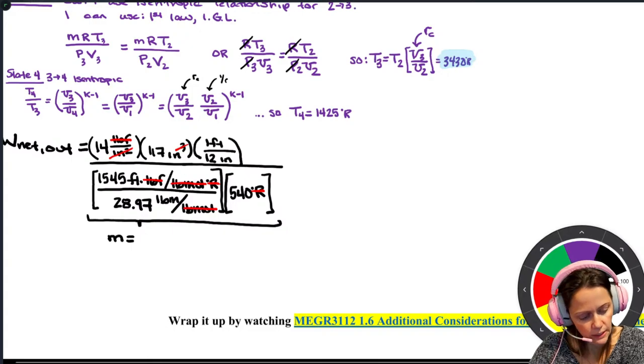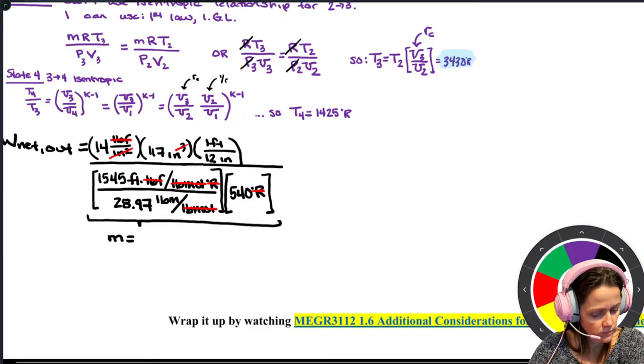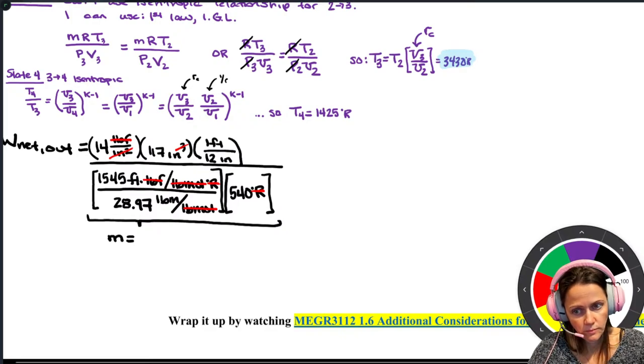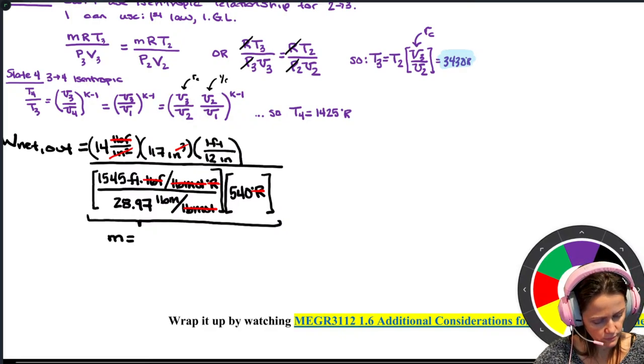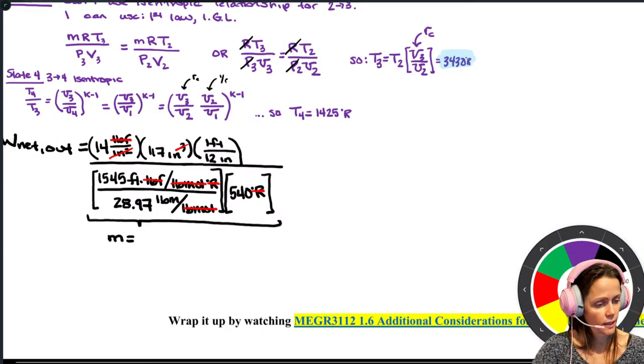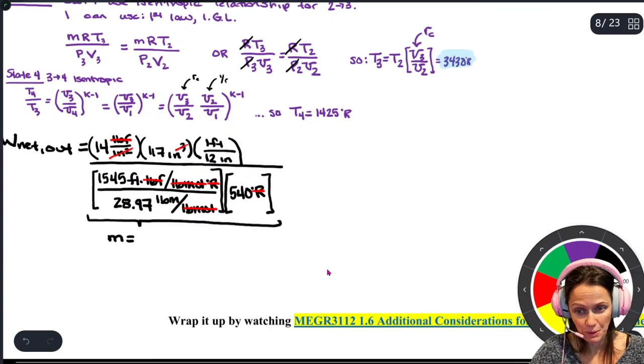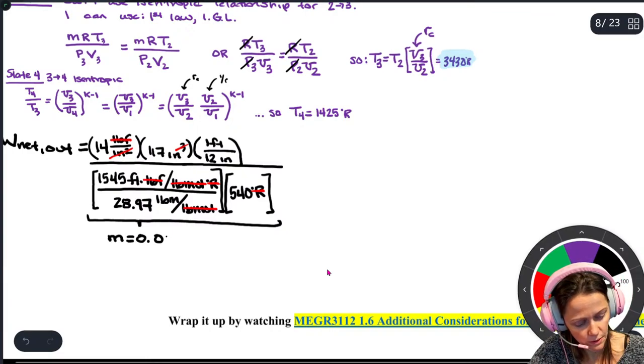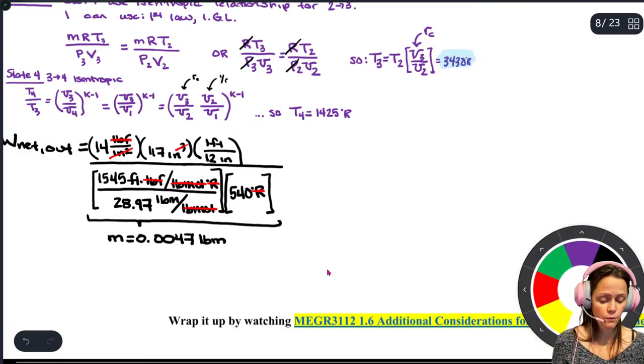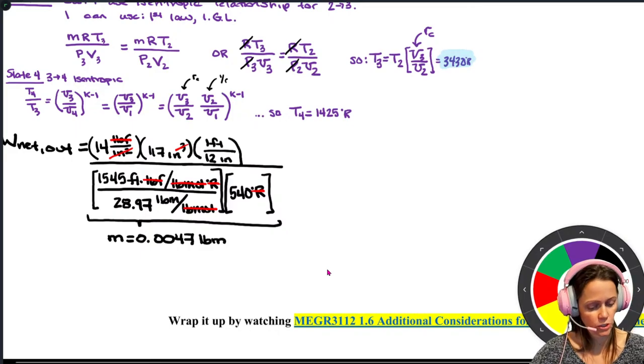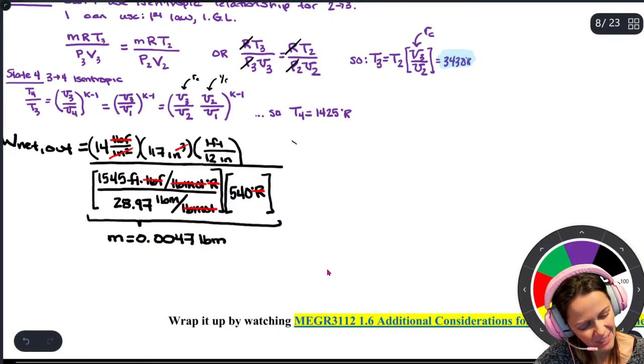So let's see, 14 times 117. Hopefully, I just threw it in my calculator, so I want to make sure you get something different. Let me know. 0.0047 pound mass. So that's the mass of the air within that combustion chamber. All right, almost there.